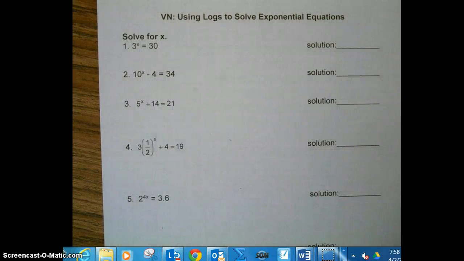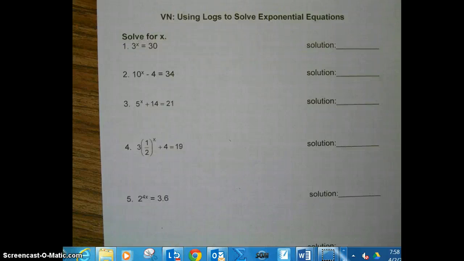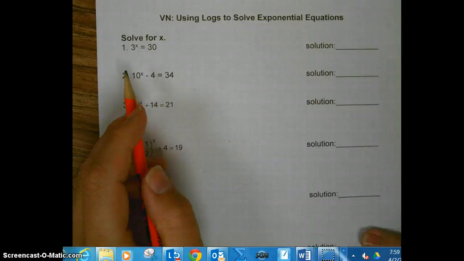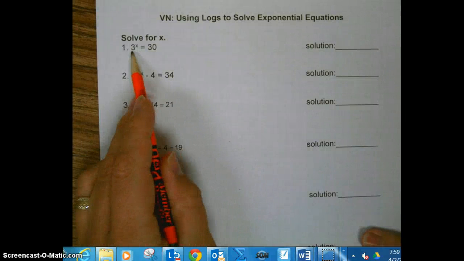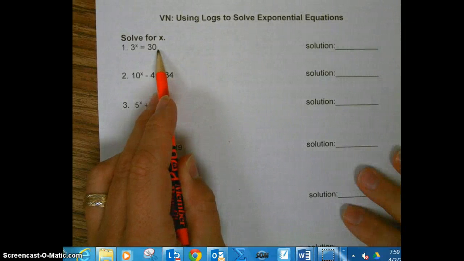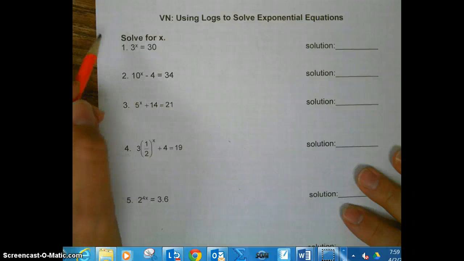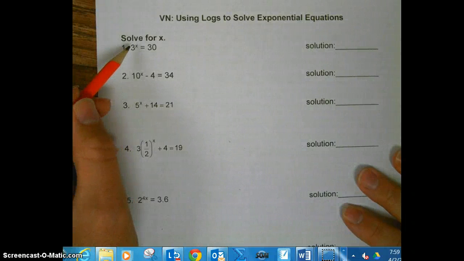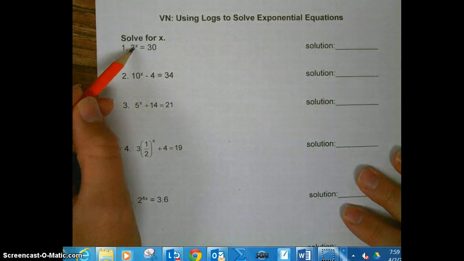We're looking at using logs to solve exponential equations. So let's take a look at number one. First thing, if we're trying to solve this equation for x, remember the goal here is to isolate x. What does x equal? Generally speaking, we're trying to figure out, 3 to what power will give us 30?